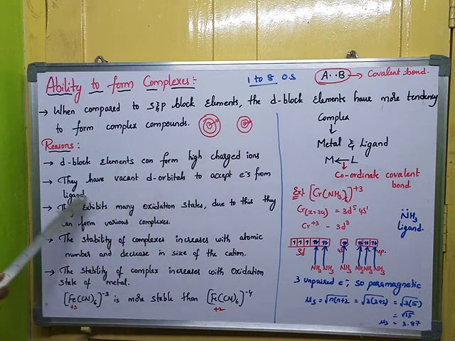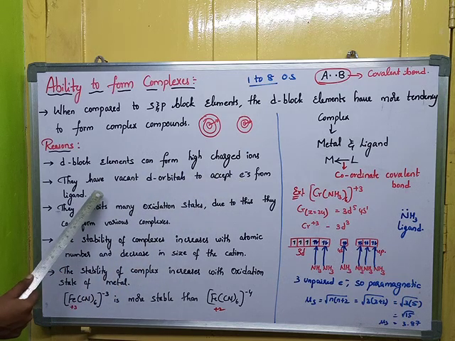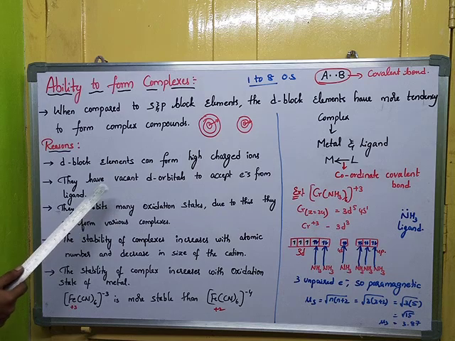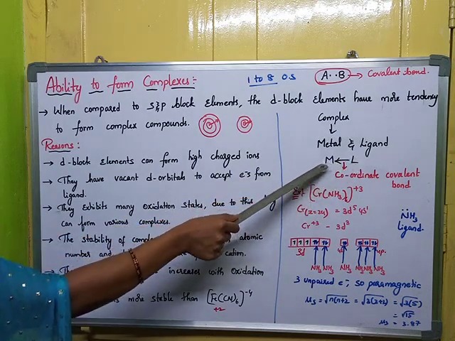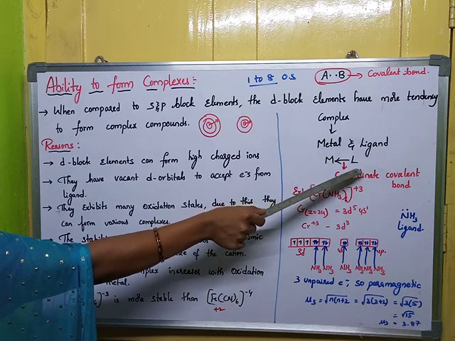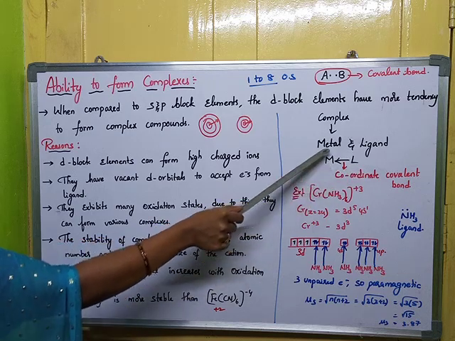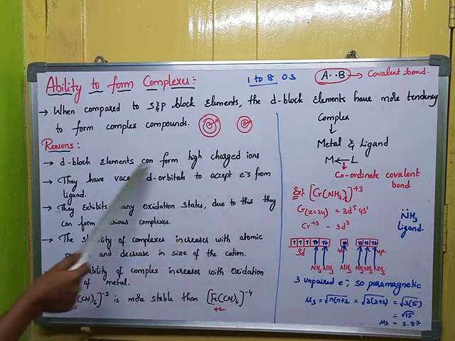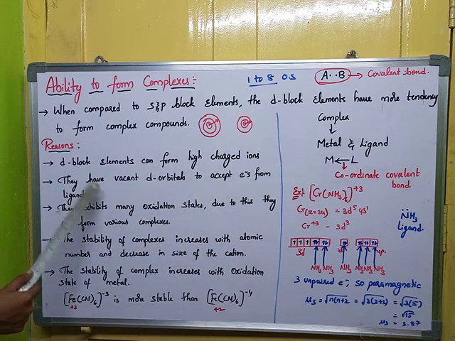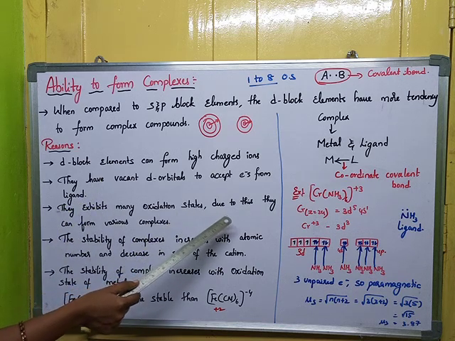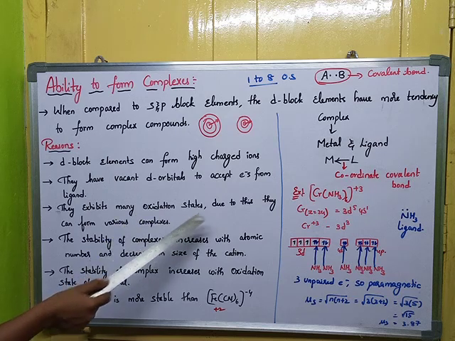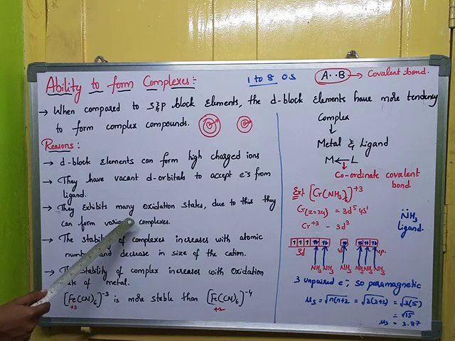Next, they have vacant d orbitals to accept electrons. D-block elements have vacant orbitals to accept electrons from the ligand. I told you already, the ligand donates electrons to the metal; the metal is the acceptor and the ligand is the donor. So in order to accept those electron pairs, it must have a vacant d orbital, and d-block elements have this property. They also exhibit many oxidation states, as we already discussed. Due to this, they can form various complexes.